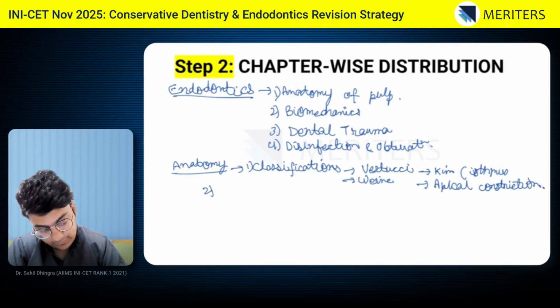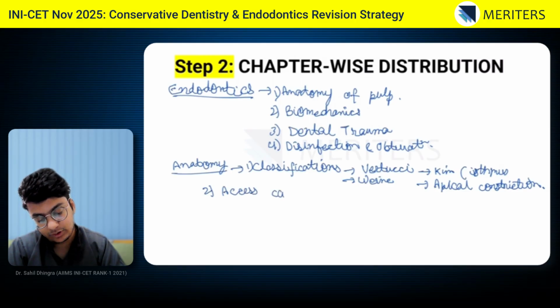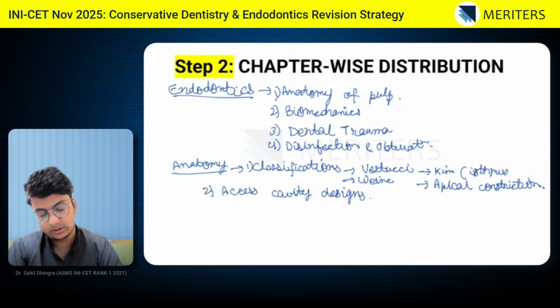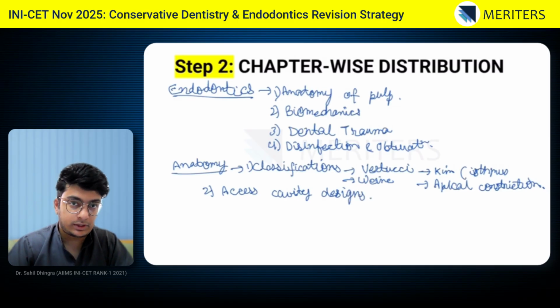Second is the access cavity designs. So you have to know what is the access cavity design for a mandibular molar versus a maxillary molar. They will give you confusing options. For example, it is rhomboidal for a maxillary molar and trapezoidal or a rounded triangle for a mandibular molar. For example, let's say they ask access cavity design for a mandibular molar. In that, they will give you both the options, trapezoid also and rounded triangle also. So when they are giving you both the options, you have to be specific. You have to go for trapezoidal. Whereas when they are giving you only rounded triangle and there is no trapezoidal, then you have to go for a rounded triangle. So these are the important things.